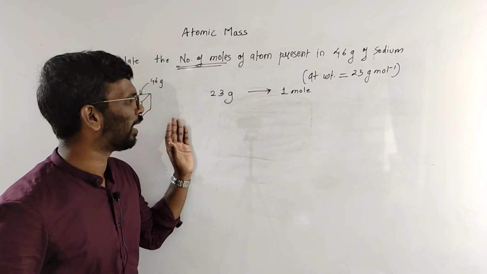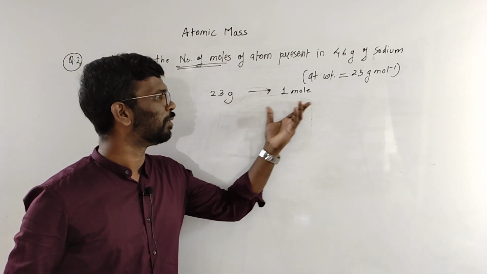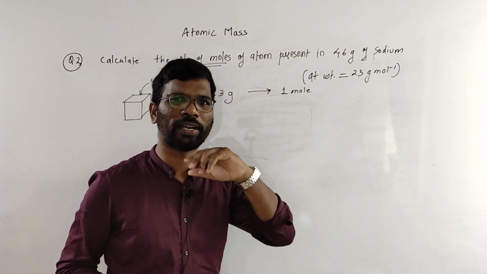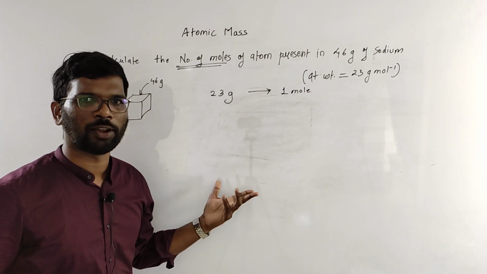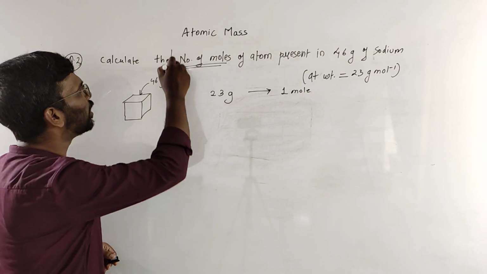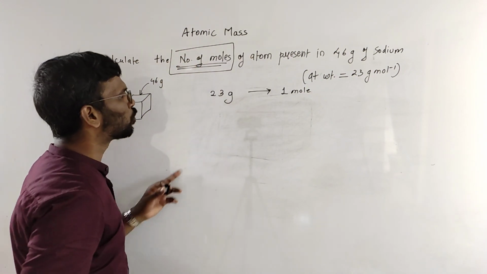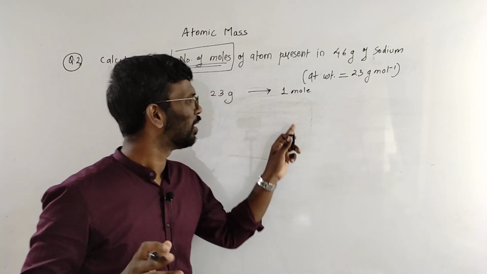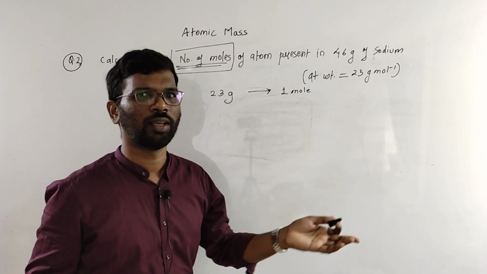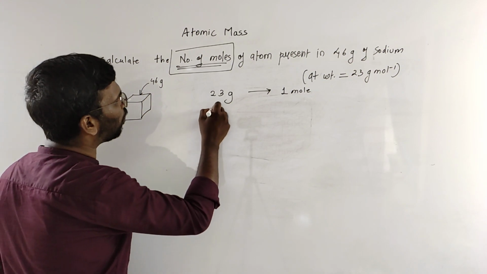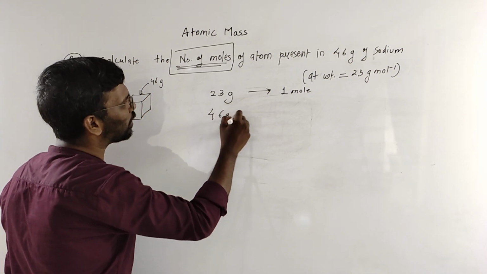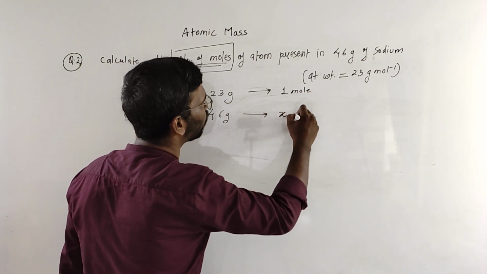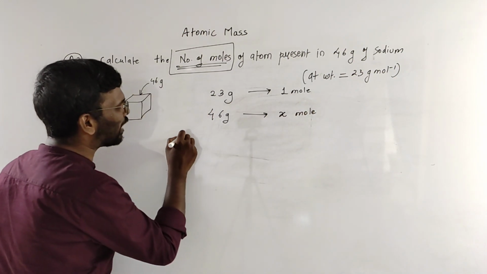Students make a mistake like, okay, 23 gram means 6.023 into 10 raised to 23, and they mess up with the calculation. See the question. The question asks for the number of moles. So you have to equate 23 grams is equal to 1 mole, because that is the mass of 1 mole, right? So what is the number of moles present in 46 grams, which will be equal to x moles, right? So x is equal to what?